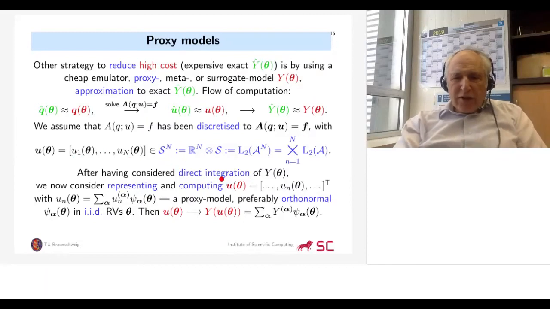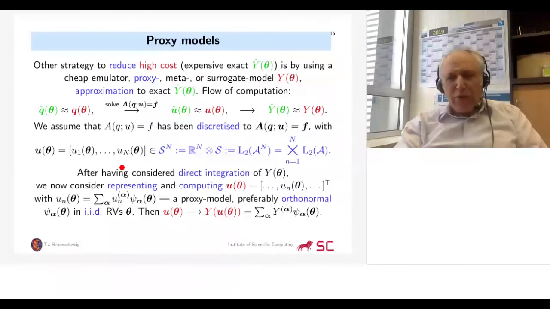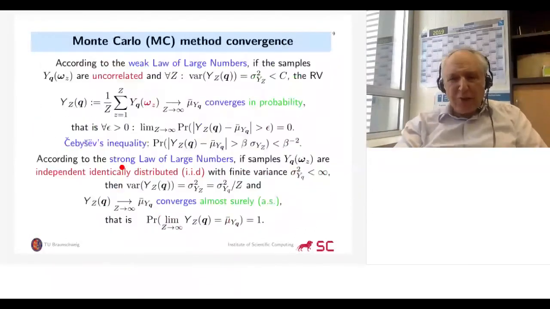Good. So we've considered direct integration. Now we consider computing first this here as a proxy model. So we want to approximate each of these components u_n in some functions. This is like in finite elements where you say, I want to approximate the exact solution of this PDE. Then we go back here.